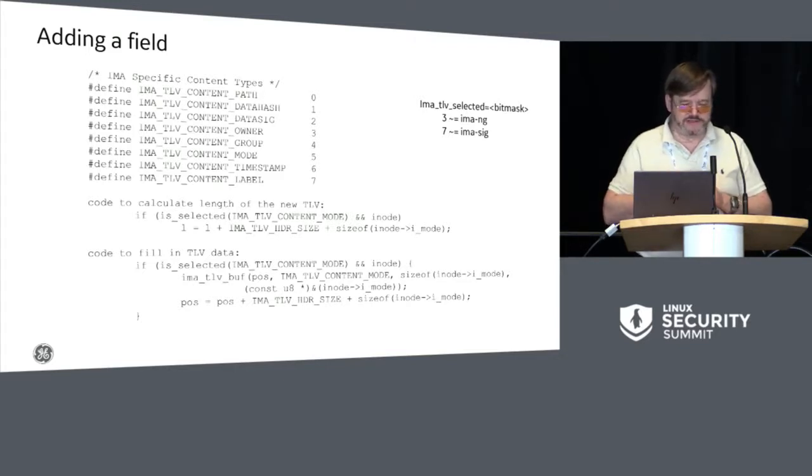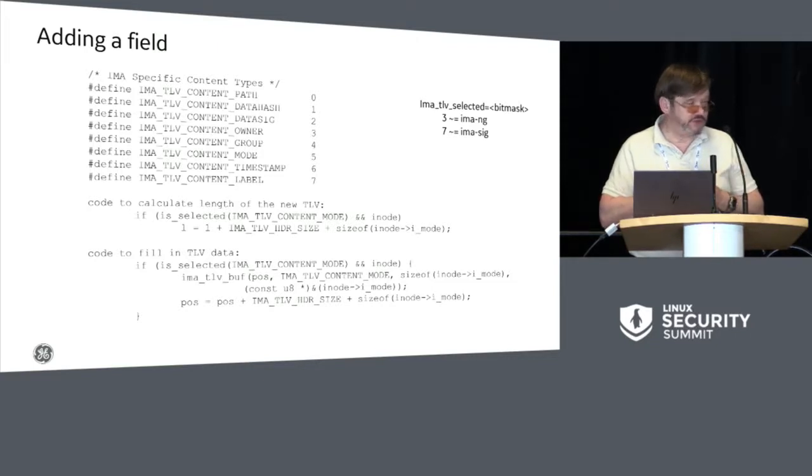You define a content type. Once you have a content type, you have some code that figures out how long that field is going to be. You then have another couple lines of code that can actually fill in that field. And that's it. All the rest of the infrastructure handles it for you. And there's helper functions like IMA TLV buff that actually does the serialization and handles endianness.